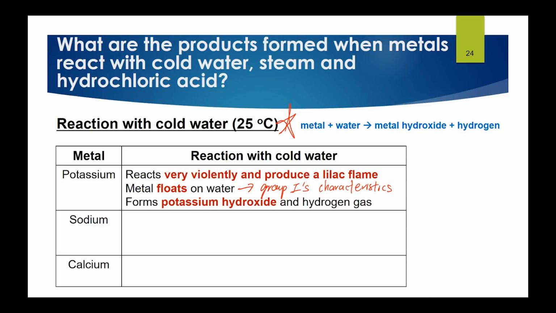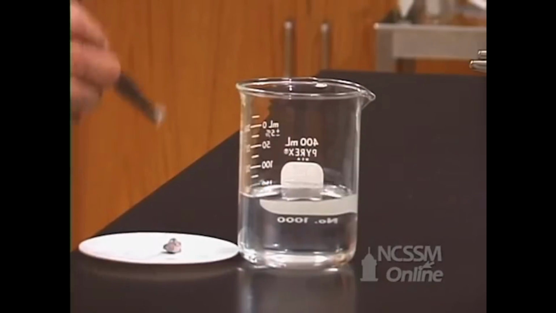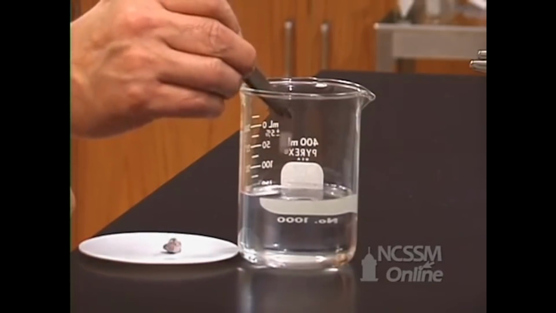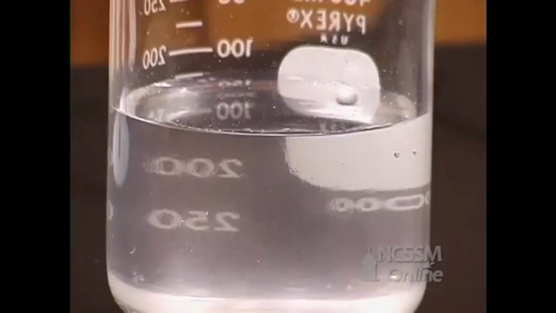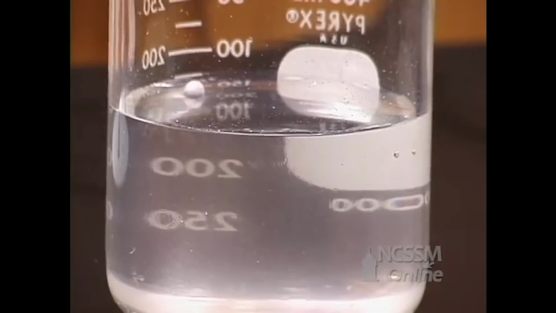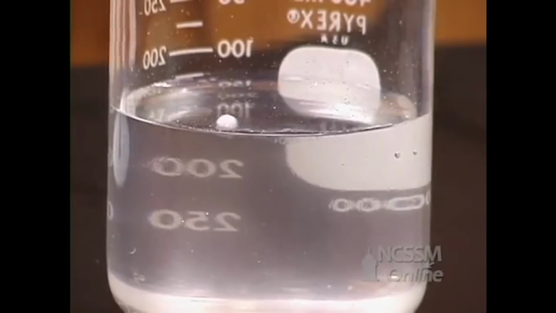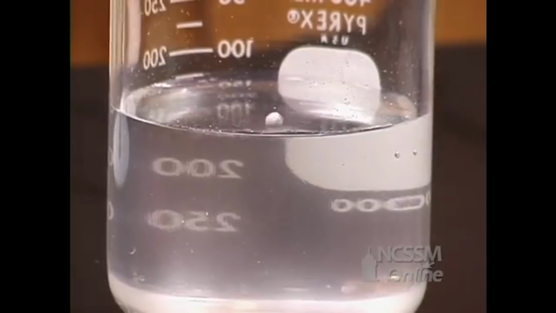Now let's take a look at sodium. As you can see in this video, when sodium is added into water, yes, it is still reacting rather violently, but not as much as in the case of potassium. Sometimes there can be a small spark of flame produced, but most of the time the metal is floating and darting around the water surface.